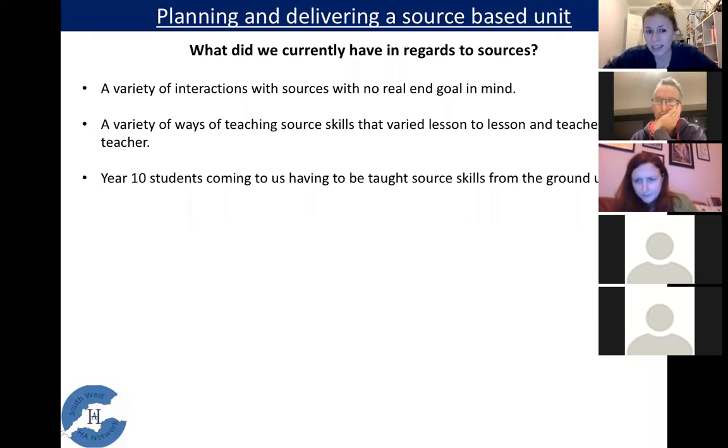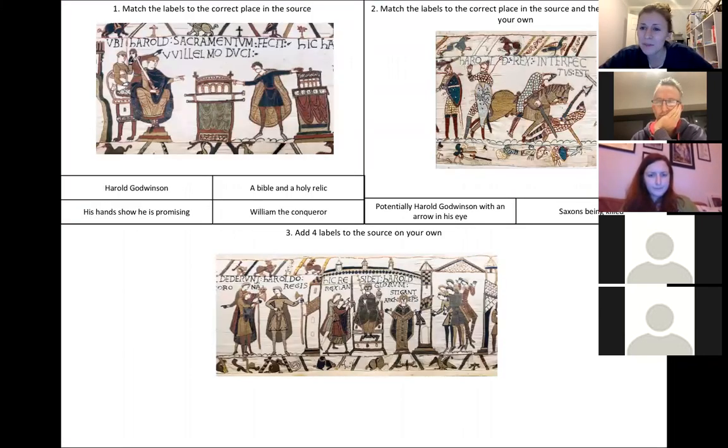And like I said before, year 10 students were coming to us having been taught skills by different people, and we wanted to make sure they would come to us having had it from the ground up in the same way. This is an example of one of the ways we taught source skills. This is from our Norman unit, and we had images of the Bayeux Tapestry, and they had to link up what they could see in the Tapestry and then label it themselves.